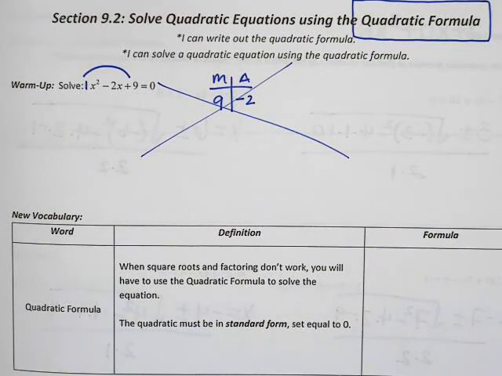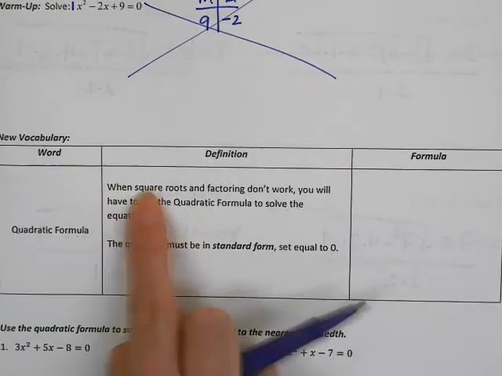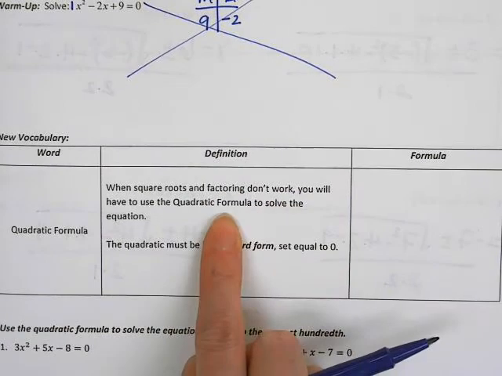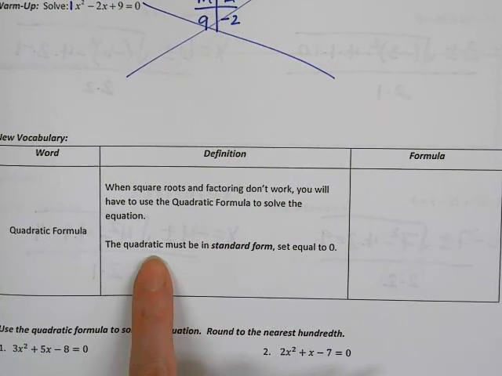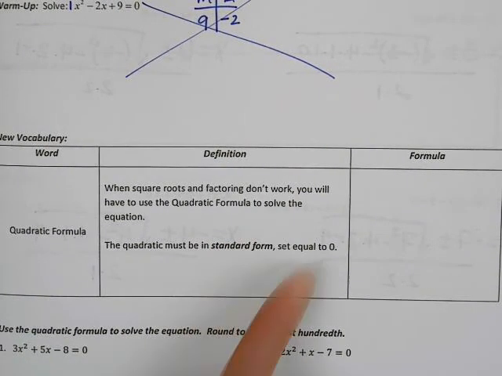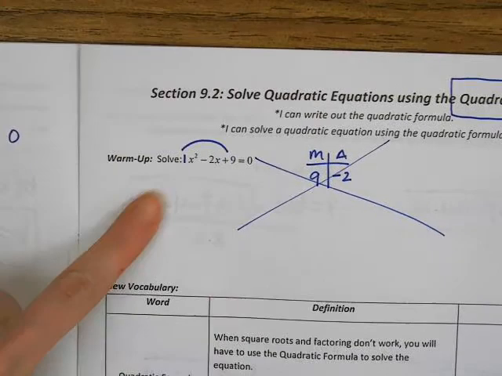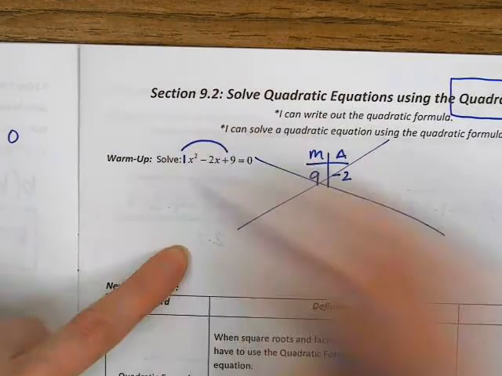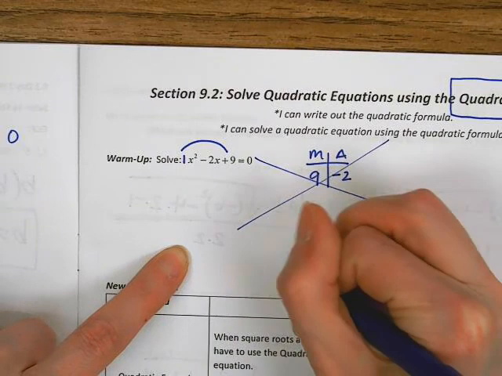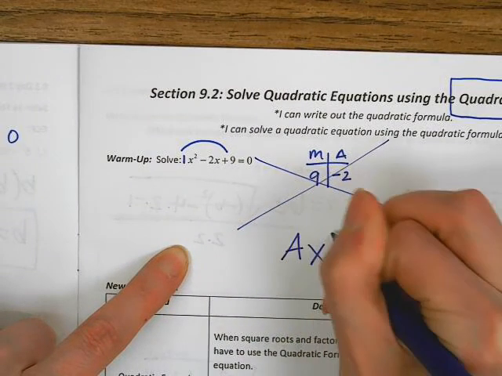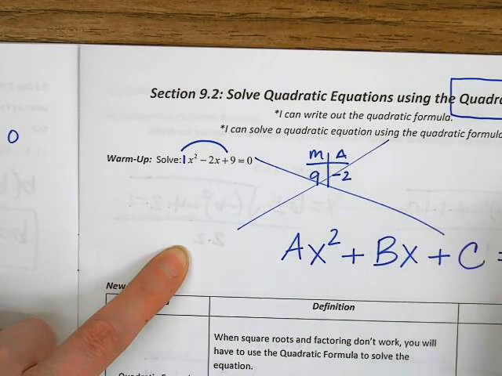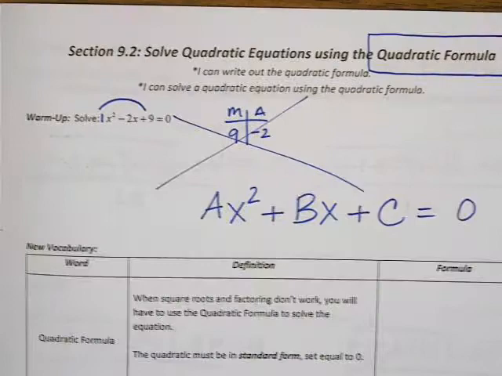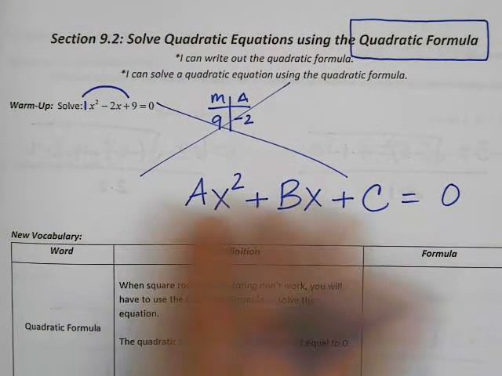So it's a long formula, but I have some tricks for you guys to memorize it. So when square roots and factoring don't work, you will have to use the quadratic formula to solve the equation. Now the quadratic formula must be in standard form set equal to 0. Okay, so let's look back to this guy here. When you're using the quadratic formula, it needs to be in the form ax squared plus bx plus c equals 0. Okay, and if you notice, that's how this one is.